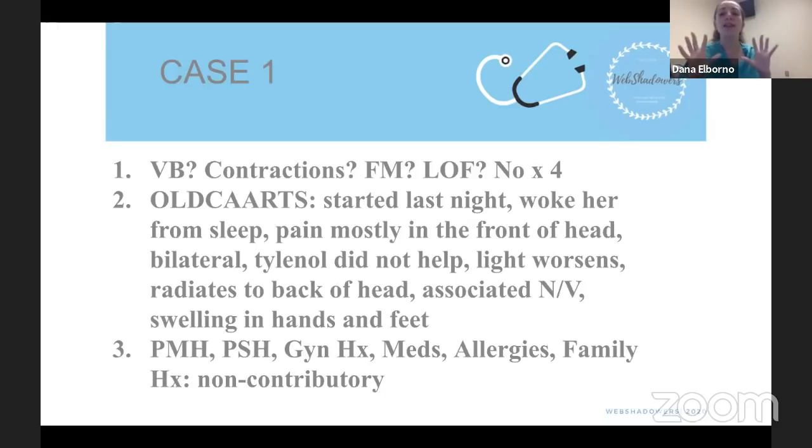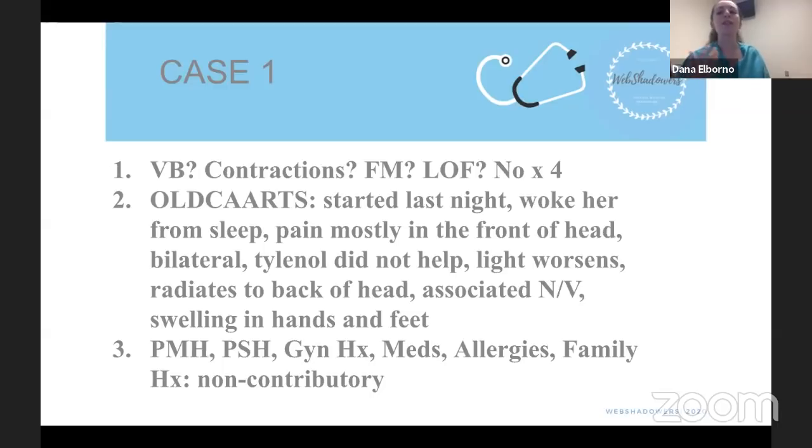She's also noticed that she has more swelling in her hands and her feet. She's never had a headache like this before in her life, and medically she's otherwise uncomplicated. She has no significant past medical or surgical history prior to getting pregnant, and no significant gynecologic history.